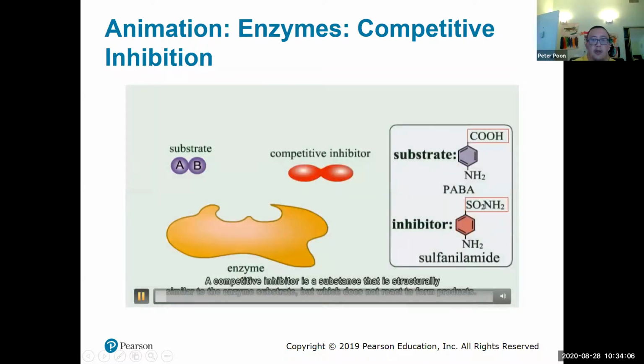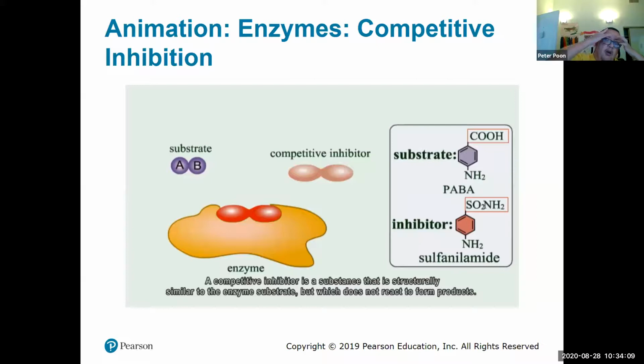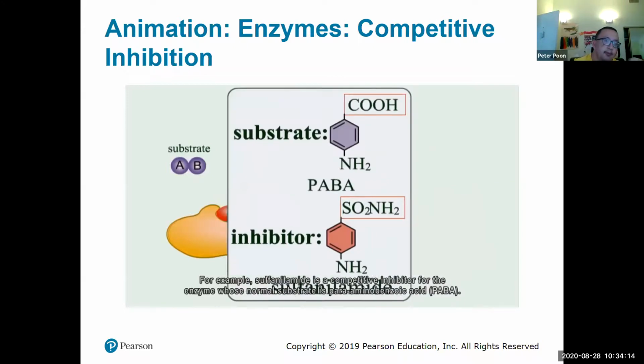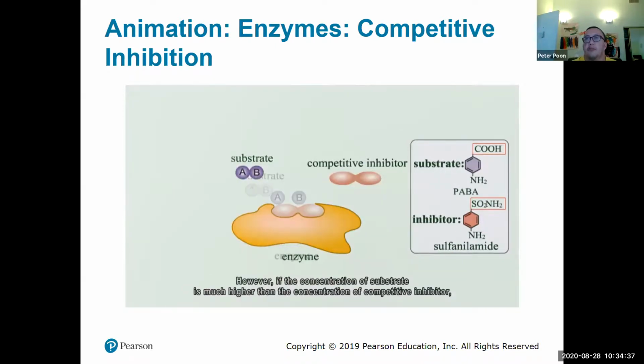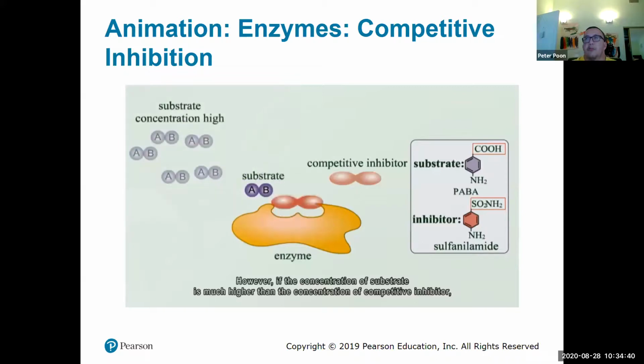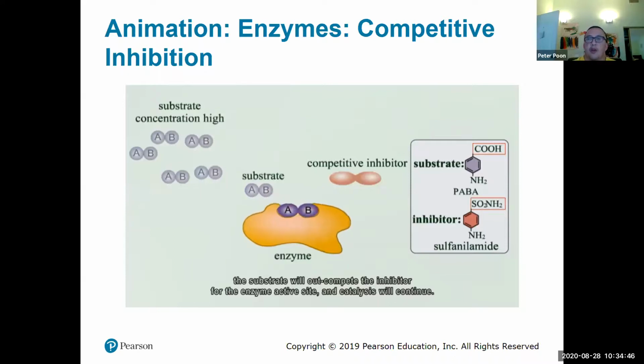A competitive inhibitor is a substance that is structurally similar to the enzyme substrate, but which does not react to form products. For example, sulfanilamide is a competitive inhibitor for the enzyme whose normal substrate is para-aminobenzoic acid, PABA. Note the similarity in molecular structure of PABA and sulfanilamide. In competitive inhibition, competitive inhibitors compete with the substrate molecules for the binding site, slowing catalysis. However, if the concentration of substrate is much higher than the concentration of competitive inhibitor, the substrate will outcompete the inhibitor for the enzyme active site, and catalysis will continue.